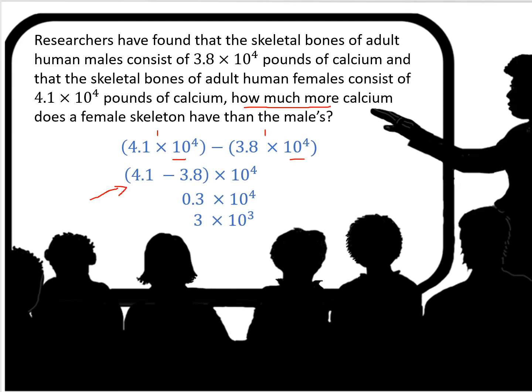0.3 times 10 to the 4th, yes, that is the answer, but we want it in proper scientific notation, so we have to move the decimal point over 1, and when we do, we end up with 3 times 10 to the 3rd. So if we move to the right with the decimal point, we need to decrease the exponent by 1.